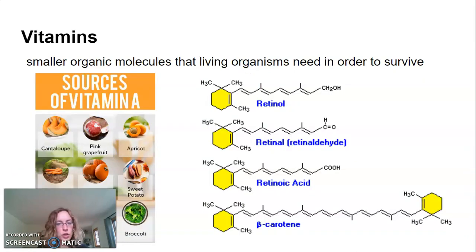This is the structure of vitamin A. There are a few different forms that vitamin A can take, and they have different names depending on which functional group they have at the end. But you can see vitamin A has unsaturated hydrocarbon chains as part of its structure.